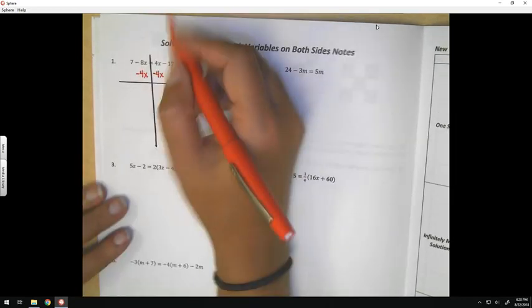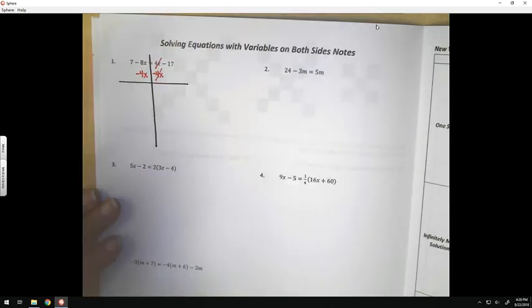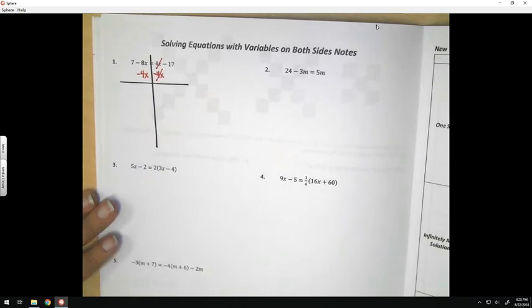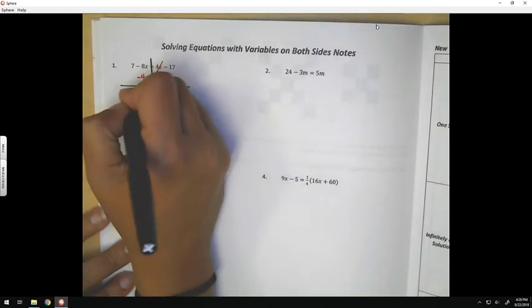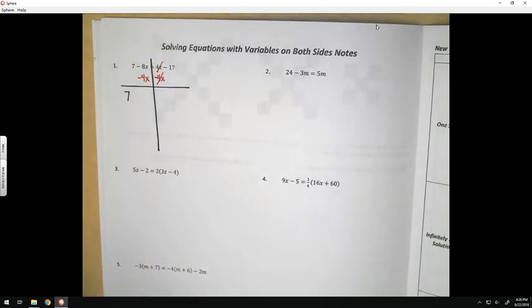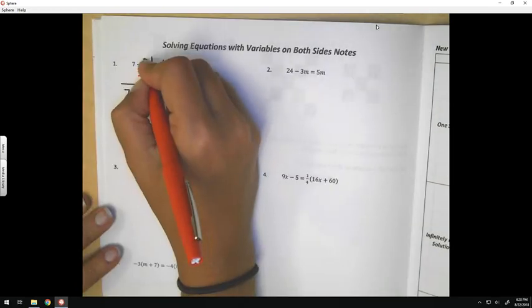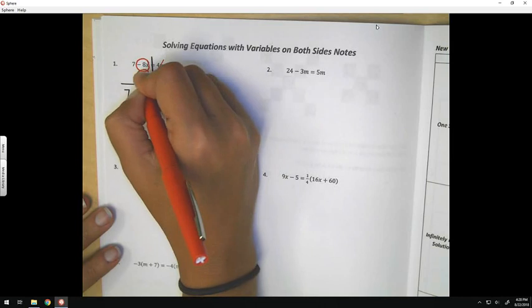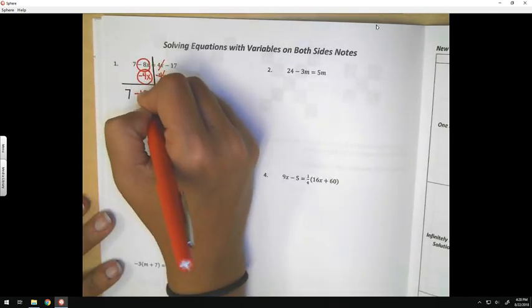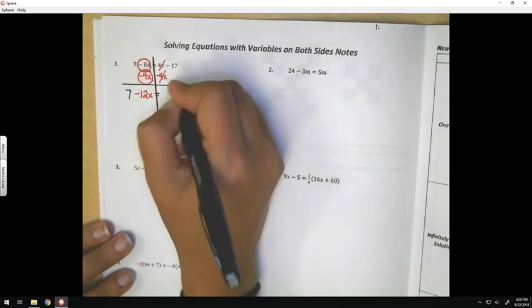Now when I do that, on the right-hand side, the 4x's cancel. On the left-hand side, I'm going to copy down the 7, and then I'm going to combine the like terms. So negative 8x minus 4x gives me negative 12x. And then on the right-hand side, I'm just going to drop down the minus 17.